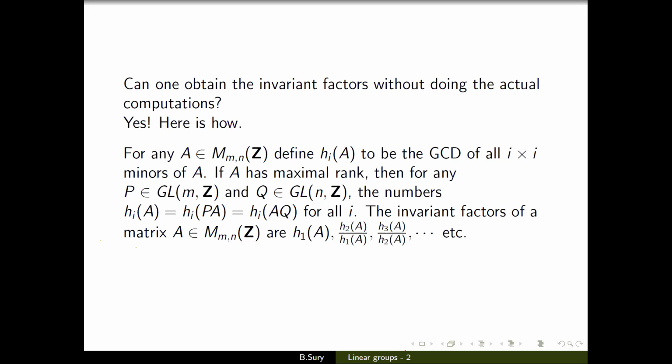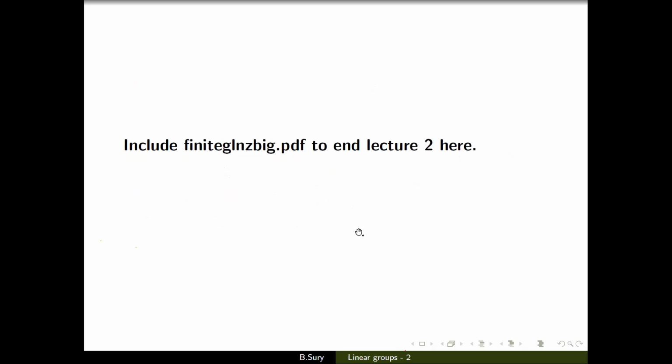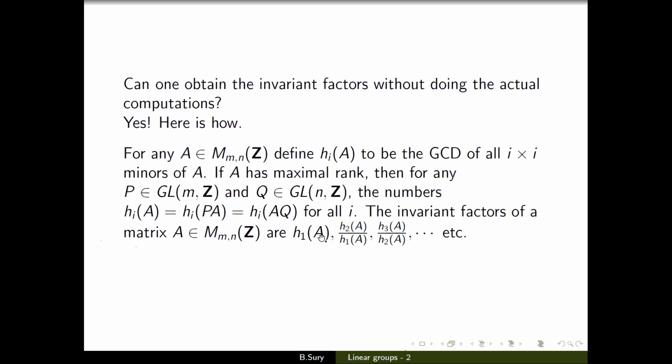Similarly, D1 times D2 will be H2(A). So in other words, we have the H_i(A) explicitly. What we wanted was the D_i's, and the D_i's are nothing but these, because H1 is D1 and H2 is D1 times D2. So D2 is this, D3 is this, etc. So given a matrix, you can find the invariant factors this way. In fact, we can use it very quickly; we'll use it in one of the examples and tutorials.